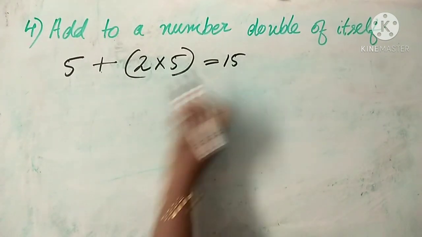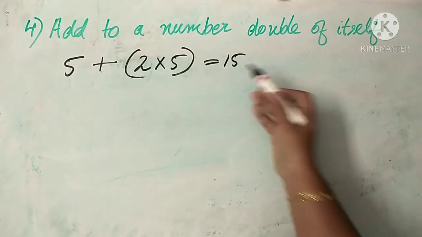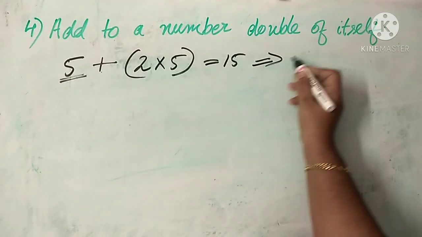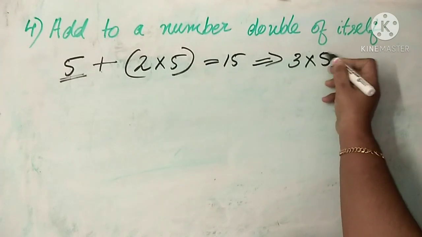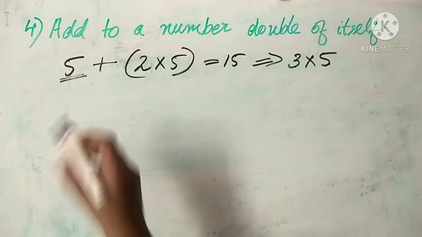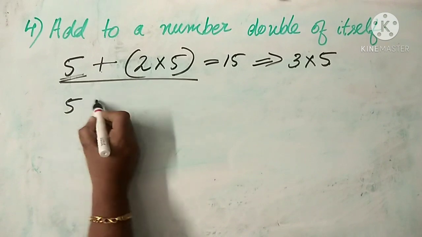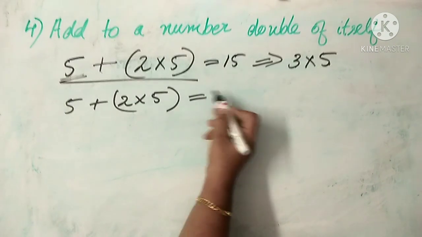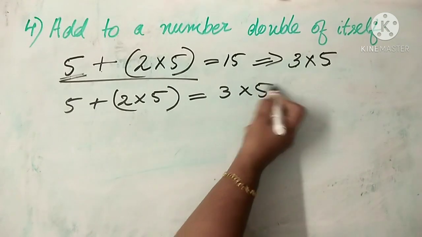The answer is 15. We have to relate this 15 with the number we took first. So how can we write 15? We can write it as 3 into 5. 3 5s are 15. So this expression 5 plus 2 into 5, we can write as 3 into 5.